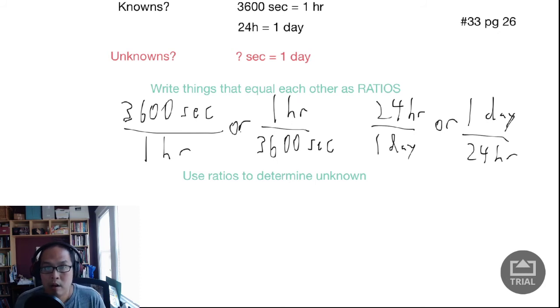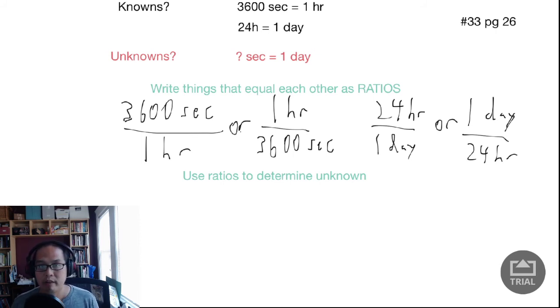The second ratio, 24 hours in 1 day, is the same thing: 24 hours over 1 day or 1 day over 24 hours. You can write those ratios both ways. I'm going to pause here, or you should pause your video here. Write down some questions. Maybe you're not sure how I got there. Go ahead and write that down.